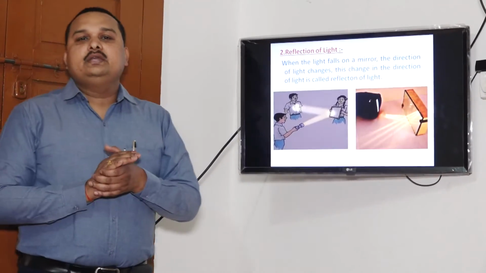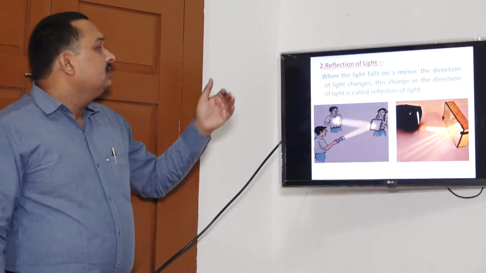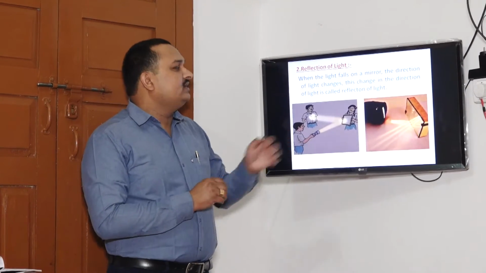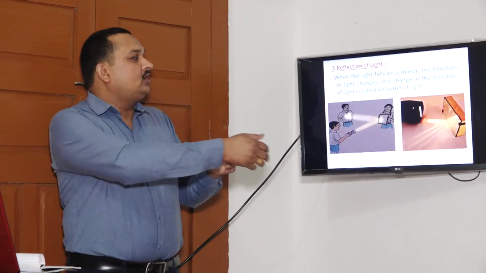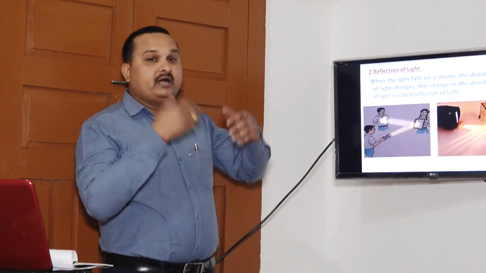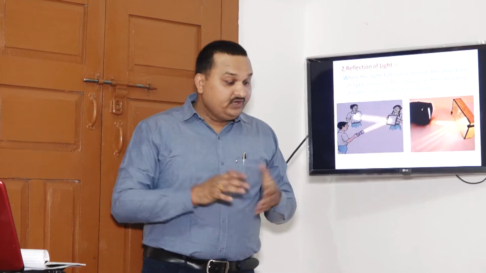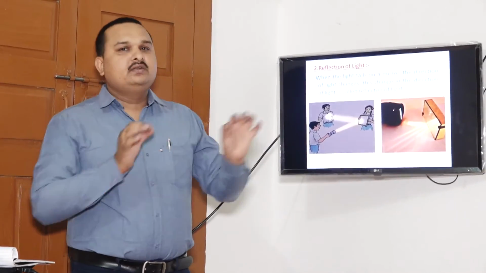We have already studied in previous classes that when light falls on a surface, the change in direction of light is called reflection of light. It means the bouncing back of light by a smooth surface is known as reflection of light. So we can see reflection of light by doing an activity.